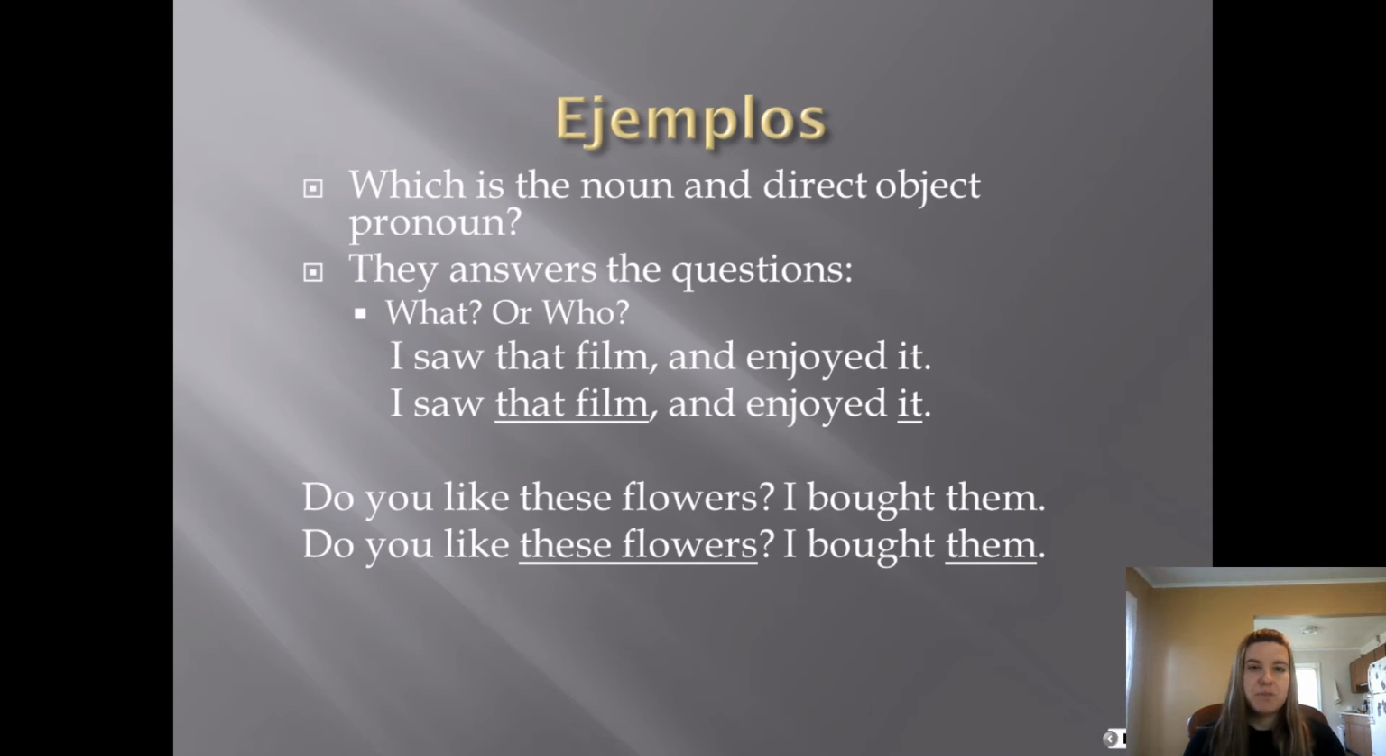Oh, no, we have some more English examples. So you have to recognize what the noun is and then the direct object pronoun. Again, they answer who or what. So I saw that film and enjoyed it. What did I see? That film. So, do you like these flowers? Like what? These flowers. I bought them.